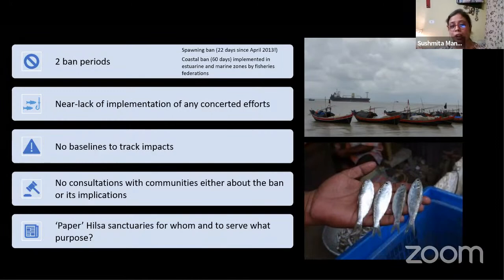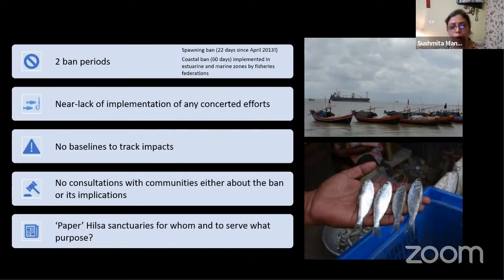That's one part of the story. The other part of the story is that when we are talking about a ban, we have to understand that it has to be based on certain baselines, and those baselines do not exist. What is it that we are tracking? Is it only the increase or decrease in numbers, or are we also tracking how this impacts livelihoods of communities? Because if the fish is of high value, it is because it is providing livelihoods for communities, and there are absolutely no consultations that have happened with communities either about the ban or about its implications. And that has caused a lot of remorse among a lot of communities along the entire river system.